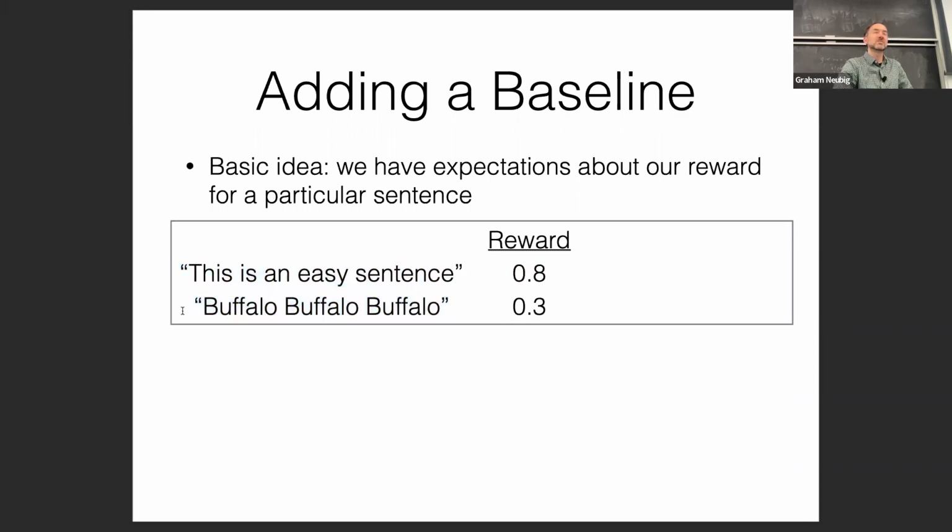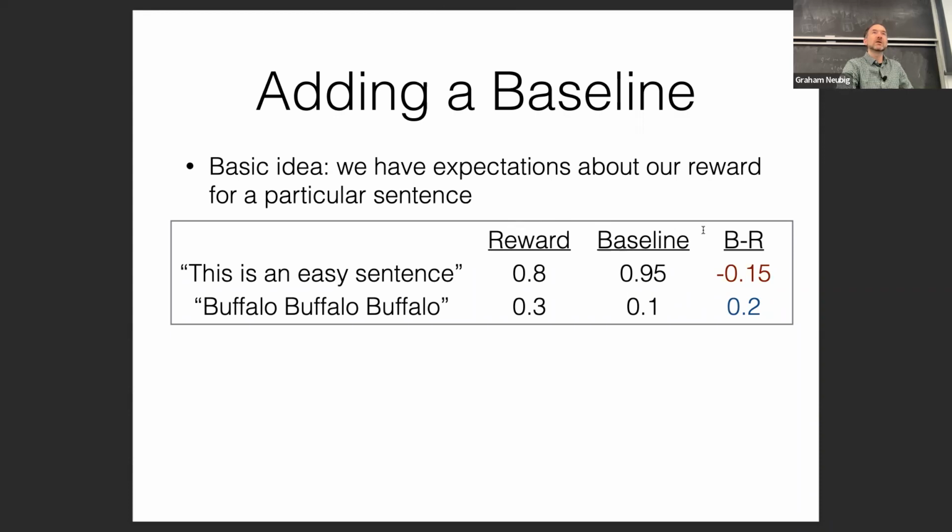This sentence is hard because it hasn't seen very many sentences like this before. And this one gets a reward of 0.8, and this one gets a reward of 0.3. But actually, because this is a hard sentence and this is an easy sentence, the model essentially underperformed expectations in translating this sentence and overperformed expectations in translating this sentence.